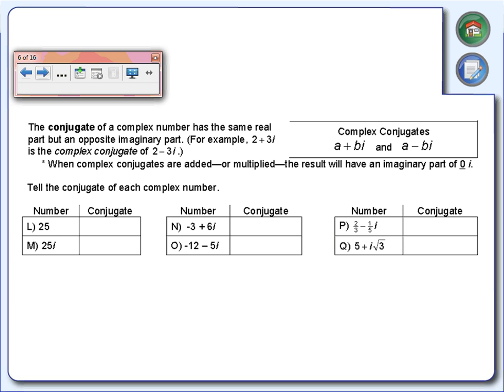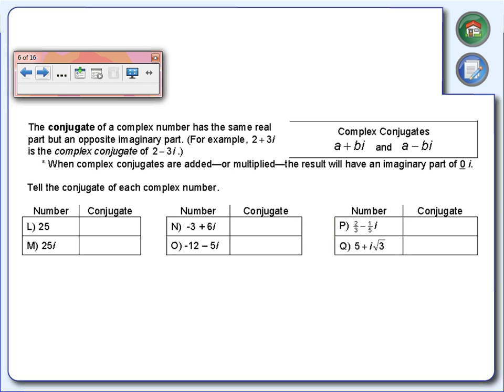So, over here they give us some examples. They tell us to find the conjugate of each of our complex numbers. Now remember, to find the conjugate, all we're doing is changing the imaginary part to its opposite. The real part's going to stay the same. So, 25. What's the conjugate of 25?